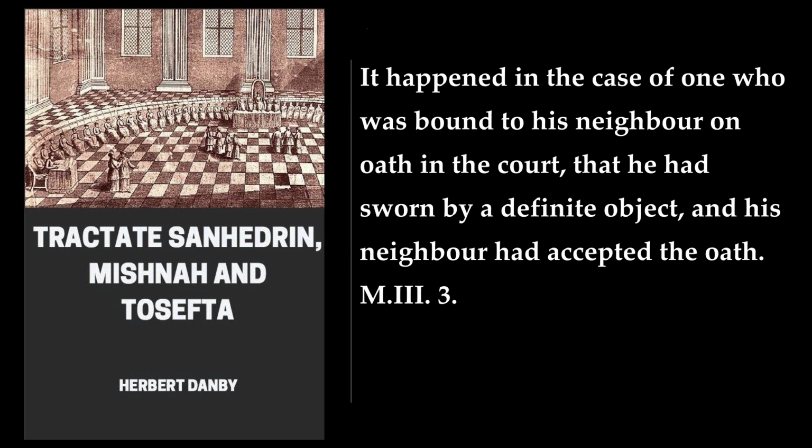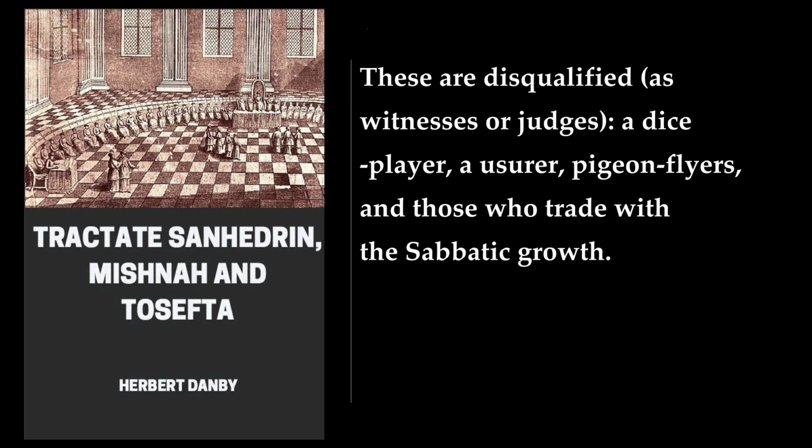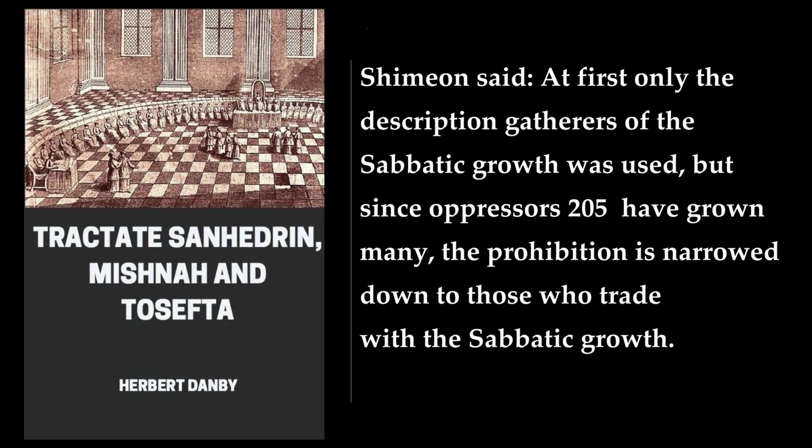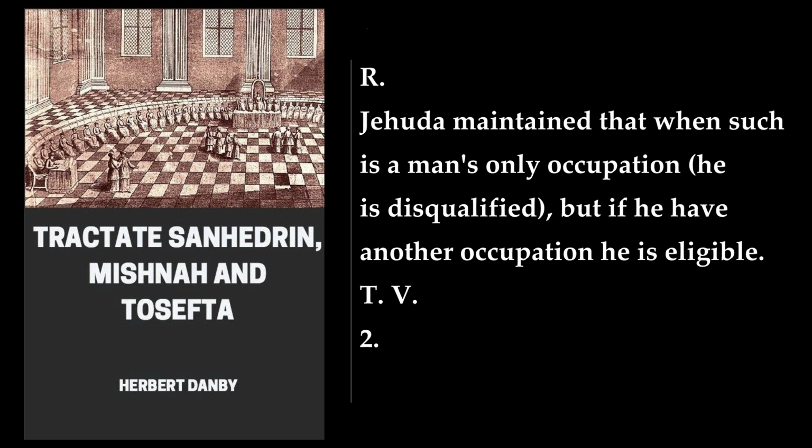Mishnah 3:3. These are disqualified as witnesses or judges: a dice player, a usurer, pigeon flyers, and those who trade with the sabbatic growth. Shimeon said, At first only the gatherers of the sabbatic growth were disqualified, but since oppressors have grown many, the prohibition is narrowed down to those who trade with the sabbatic growth. Jehudah maintained that when such is a man's only occupation, he is disqualified, but if he has another occupation he is eligible.